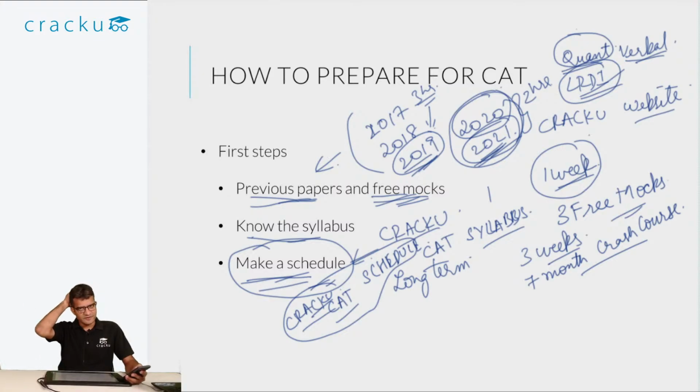Because Bachelor of Arts will be for 3 years if I'm not wrong. So you have a lot of time. You can make good use of that time. Inculcate good habits, good long-term habits. Good long-term habits will also help you in CAT.